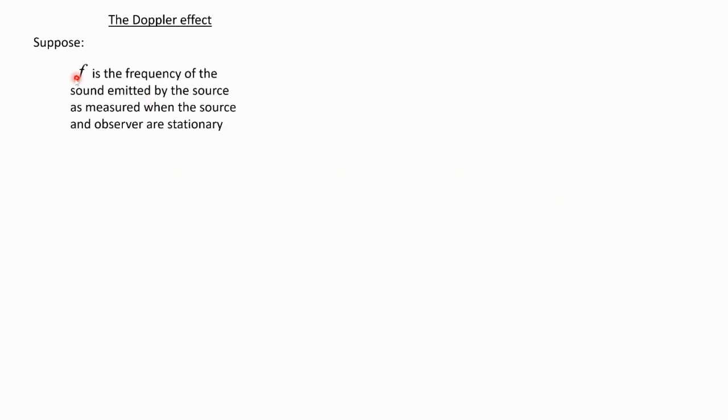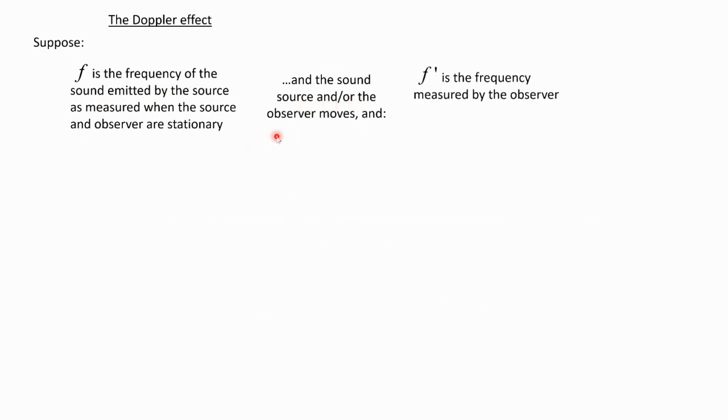You can do an analysis and come up with the following formula. To write down the formula, first let me indicate f. f is the frequency of the sound emitted by the source as measured when the source and the observer are stationary. So in the picture before, the two people are standing still and the truck is standing still. f is the frequency of the sound that the observers measure. Now let's assume that the sound source and/or the observer move, and let f prime be the frequency that's measured by the observer. V sound will be the speed of sound.